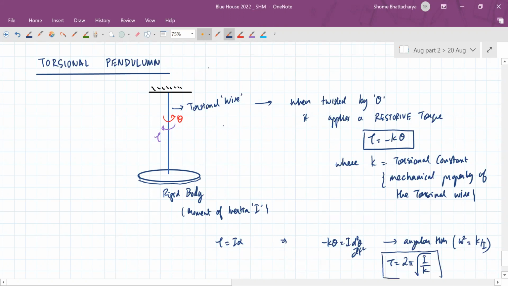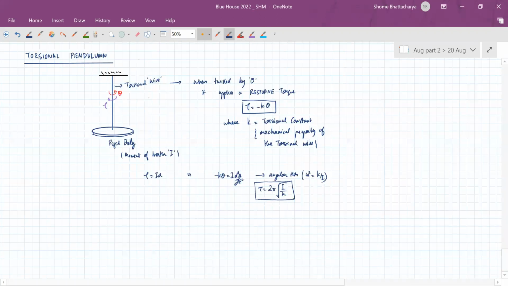Now notice here, even though we use the symbol k, this particular constant has different dimensions compared to spring constant. Here the dimension of k is dimension of torque divided by angle. So dimension of torque is force into length, and angle is dimensionless. So this k is in Newton meter, whereas spring constant k was different. It was in Newton per meter.